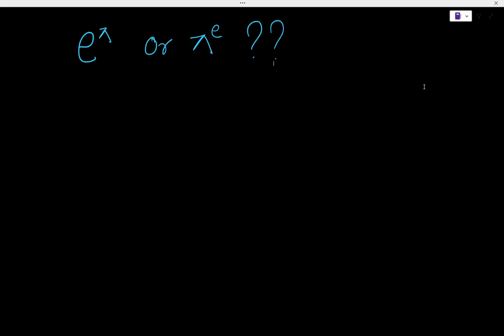Today we are going to look at one of the most famous problems in mathematics, a problem which has appeared across Olympiads, across examinations, and across quite a few puzzles as well. The problem is to find out which one is greater, e to the power pi or pi to the power e.